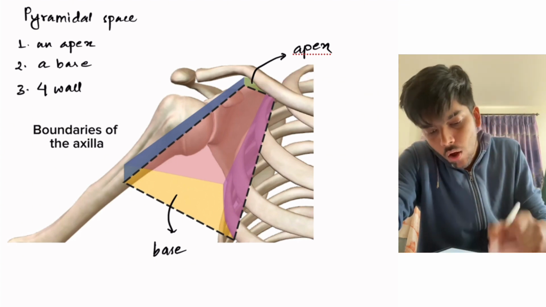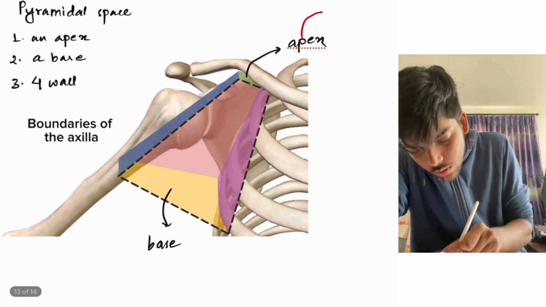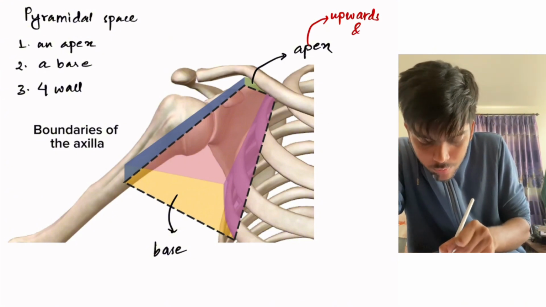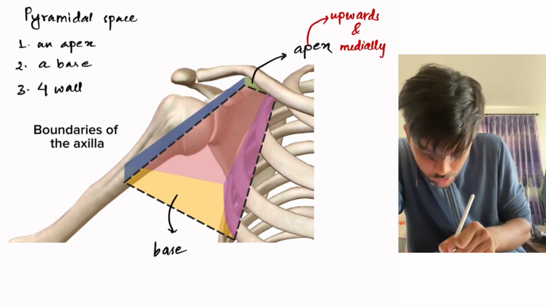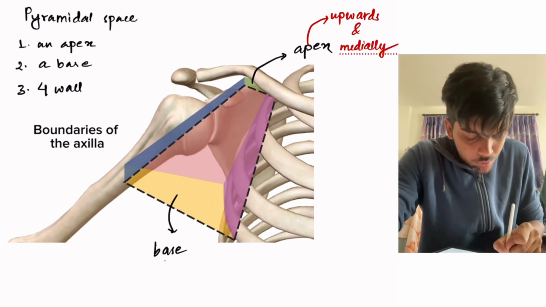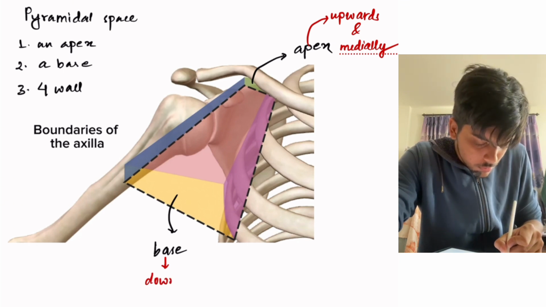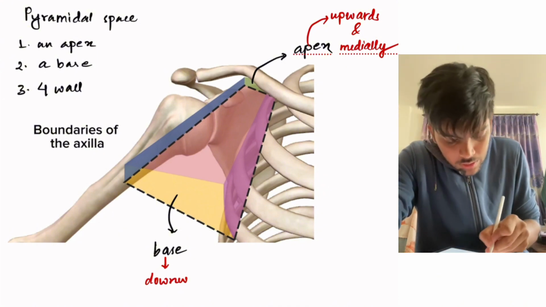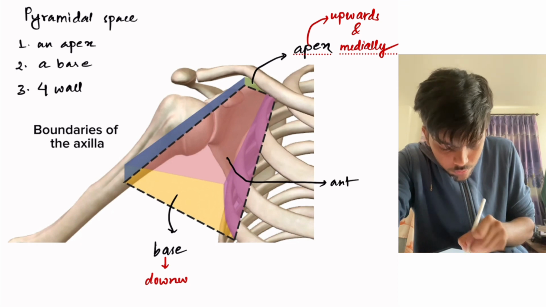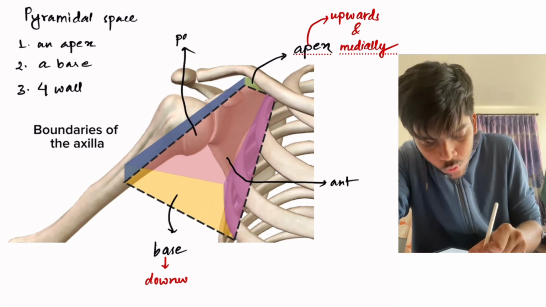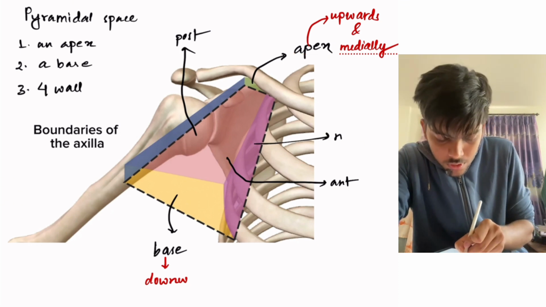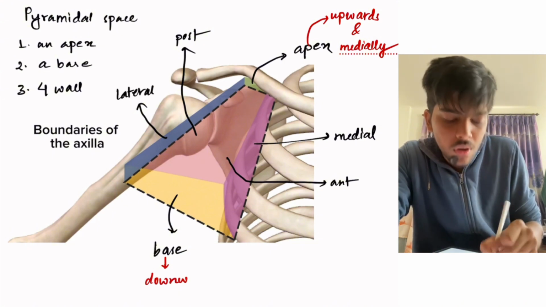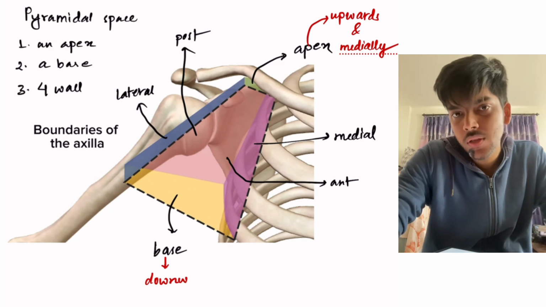So the direction of apex is upwards and medially. All right. Similarly, there's your base at the bottom, which is directed downwards. Enclosing the whole thing are 4 walls. There's your anterior wall, there's your posterior wall, there's your medial wall, and then there's your lateral wall. In this particular video, you are going to learn about each of these boundaries of axilla in detail.